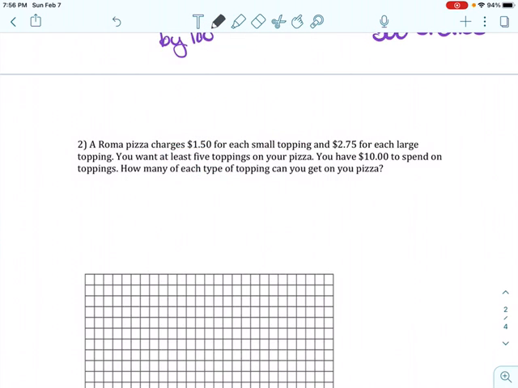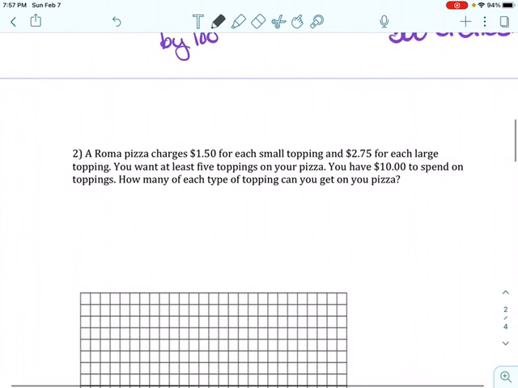All right, so we have Roma Pizza charges $1.50 for a small topping and $2.75 for each large topping. You want at least 5 toppings on your pizza, and you only have $10 to spend on toppings. Not for the pizza itself, but on toppings. How many of each type of topping can you get on your pizza?